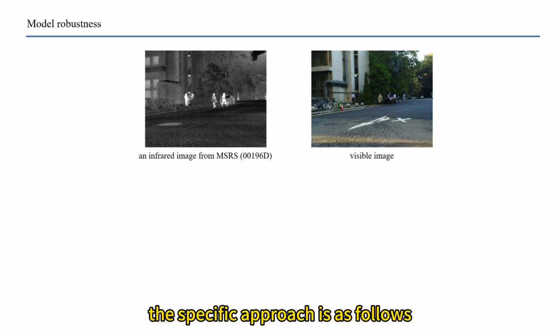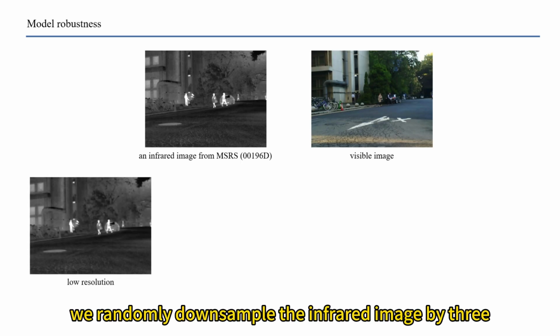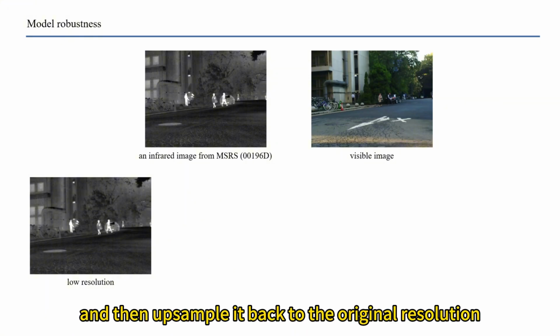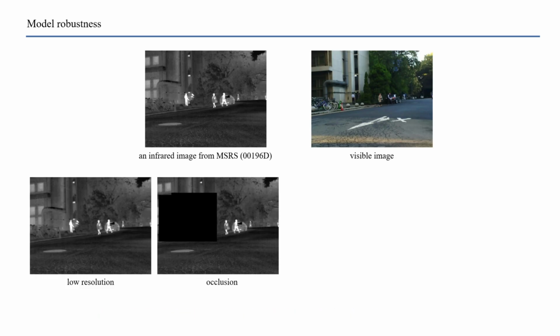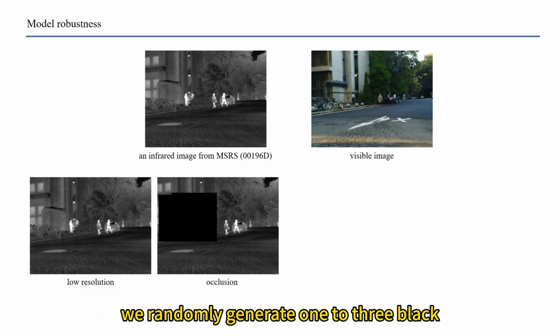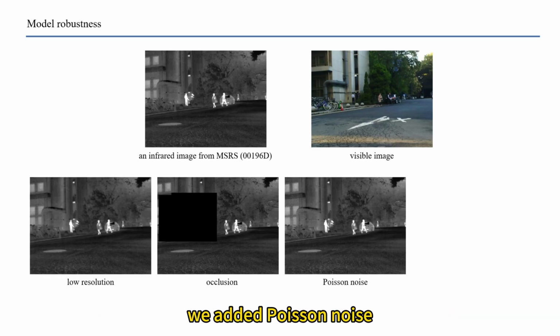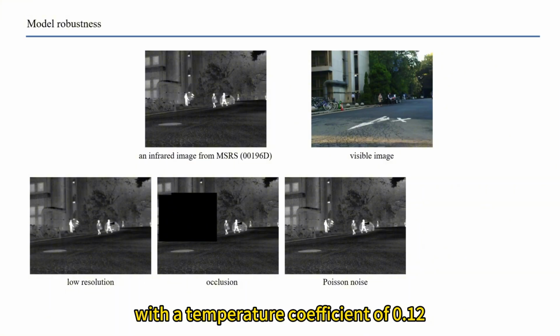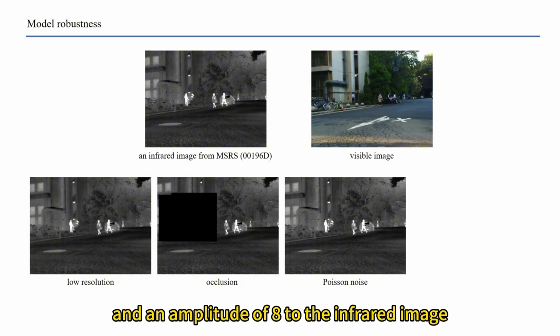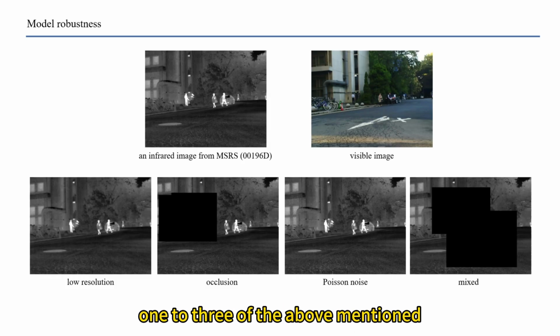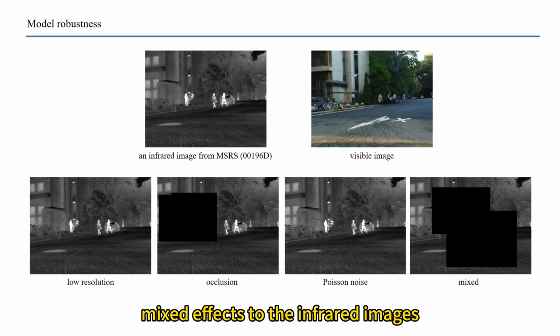The specific approach is as follows. For the low resolution part, we randomly downsample the infrared image by 3, 4, or 6 times, and then upsample it back to the original resolution. For the occlusion part, we randomly generate 1 to 3 black occlusions on the infrared image, which account for 10 to 40% of the image. For the thermal noise part, we added Poisson noise with a temperature coefficient of 0.12 and an amplitude of 8 to the infrared image. Finally, we randomly applied 1 to 3 of the above-mentioned mixed effects to the infrared images.